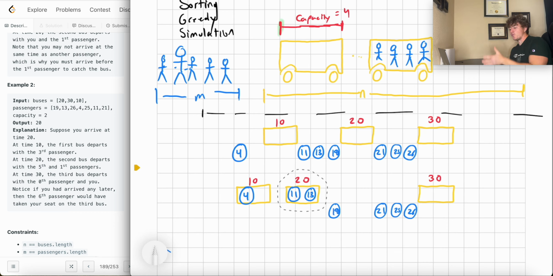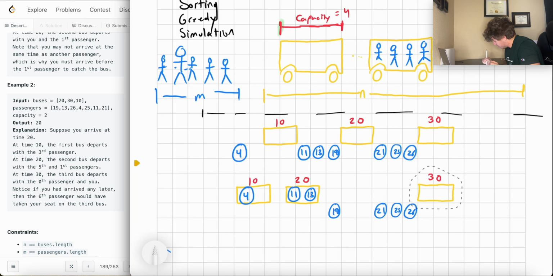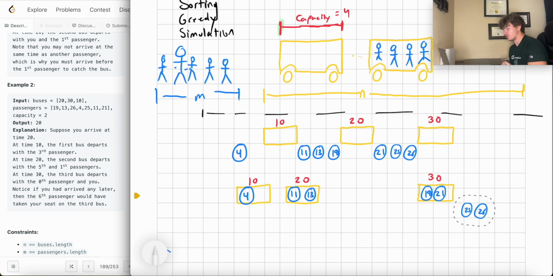And now 19, 21, 25, and 26. 19 showed up before 20, right? So 19 showed up before the 20th bus, but they were unable to get a spot because, unfortunately, there were other people in line. Okay, now when 30 shows up, 19 has been waiting for a long time, so he's going to get on first. And then 21 is the next person that's going to get on the bus. And then 25 and 26, there's no opportunity for them to get on a bus today. And this will be the scenario.